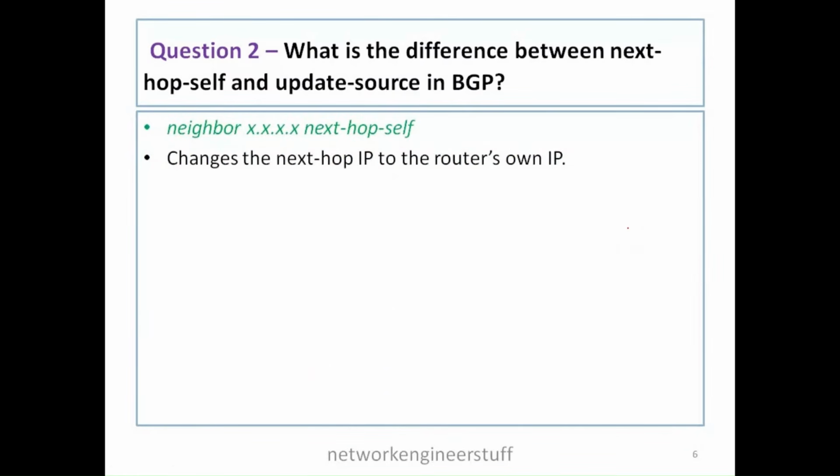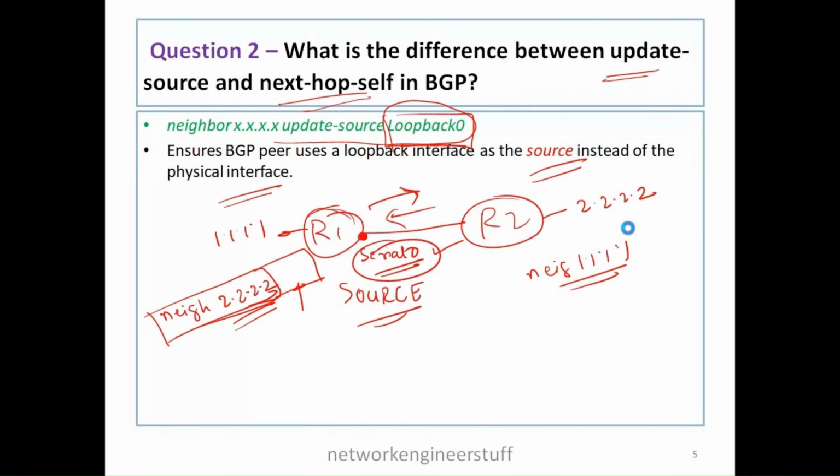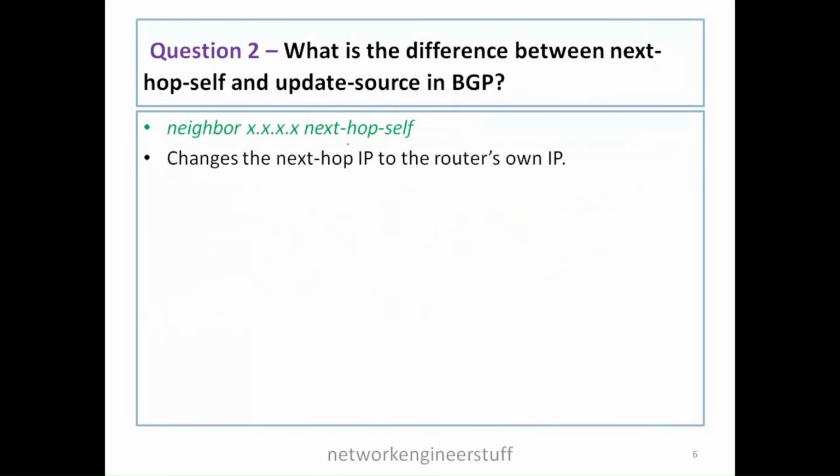So it changes the next hop IP to its own IP. This is what R1 is doing over here. Now this plays significance only in iBGP.